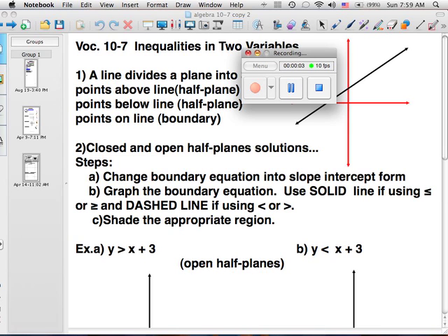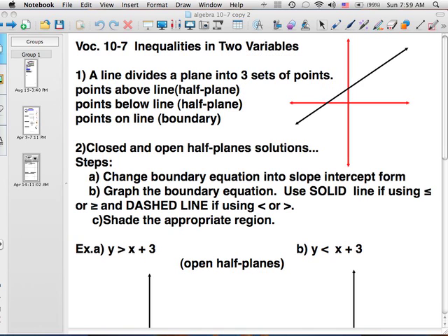We're on chapter 10, section 7. We're going to be working with inequalities in two different variables, so we're going to be on the coordinate plane. If I draw a line on a coordinate plane, it divides the plane into three sets of points. Everything above the line is considered a half plane. Everything below the line is a half plane, and the actual points on the line are considered a boundary.